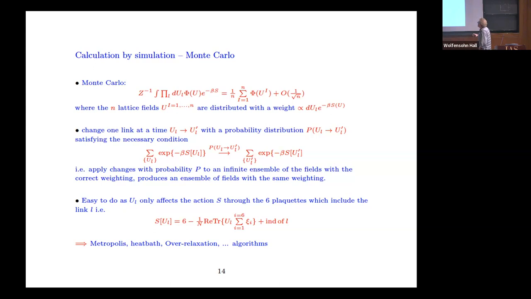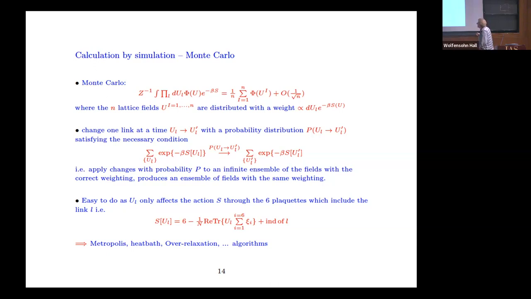We want to produce these fields with this weighting. If we do, then all we have to do is calculate phi for each one of these fields and take its average. If the fields we've generated are statistically independent of each other, then there will be a statistical error of order 1/√N. It's important to do this because this is an integral with many integrations. If I just pick fields at random, then even with an astronomical number of fields, the error would be astronomically large. So it's important to pick the fields in the region where they have a large weight according to the measure, primarily this Boltzmann factor.